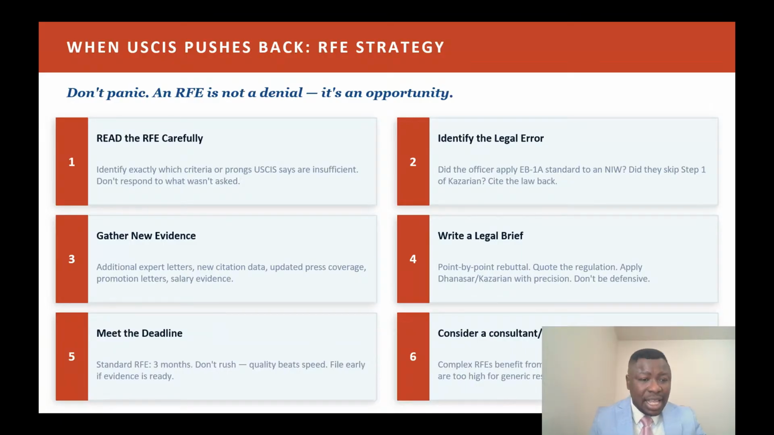Identify it. Number 3 step, gather new evidence: additional expert letters, new citation data, updated press coverage, promotion letter, salary evidence. One of the mistakes that people make whenever they are responding to RFEs is to send back to USCIS the same package. Don't make that mistake. If USCIS pushed back, it means that they were not convinced by the first package that you sent. So look for more pieces of evidence and send it back to them.